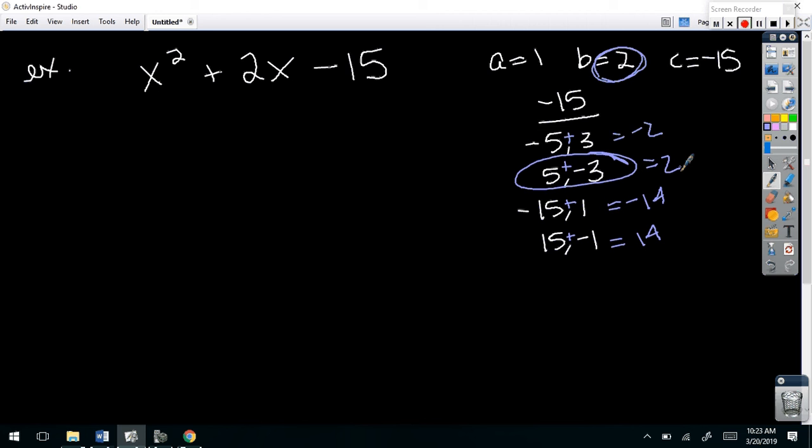All right. So I'm going to replace this 2x. I'm going to rewrite it, right? Because we rewrite with the middle term. So it's x squared. This is step 6, by the way. Plus 5x minus 3x minus 15. Because 5x and negative 3x still gives me 2x. Okay? Now what? Slash it.